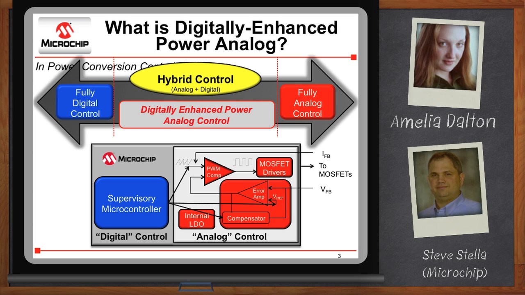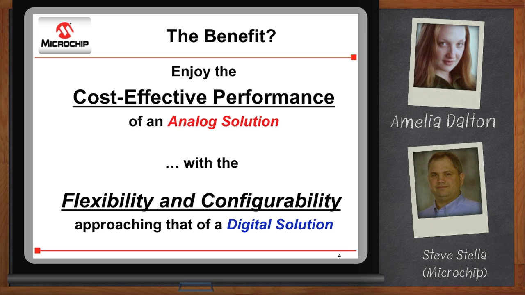Okay. So I think I get how this hybrid control works, but why would we want to do that? Oh, that's a very common question. If we think about it, digital is very flexible, but very expensive. Analog is very good at what it does, but it does that one thing really, really well. So what we do when we combine the two together is get the cost-effective performance of the analog solution, but we still maintain some of the flexibility of a digital solution. So we're able to combine those together to improve the overall solution.